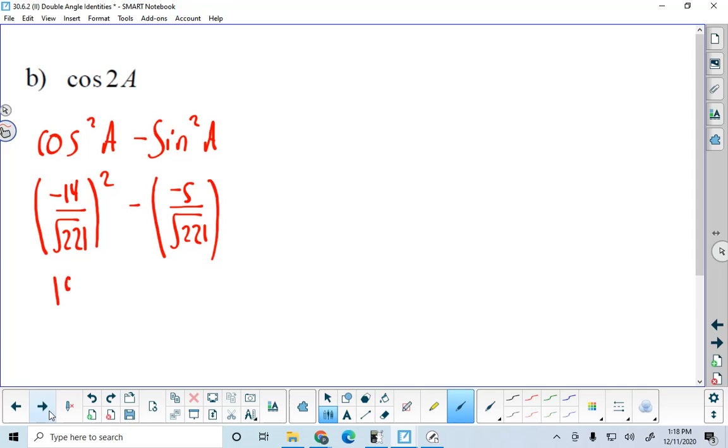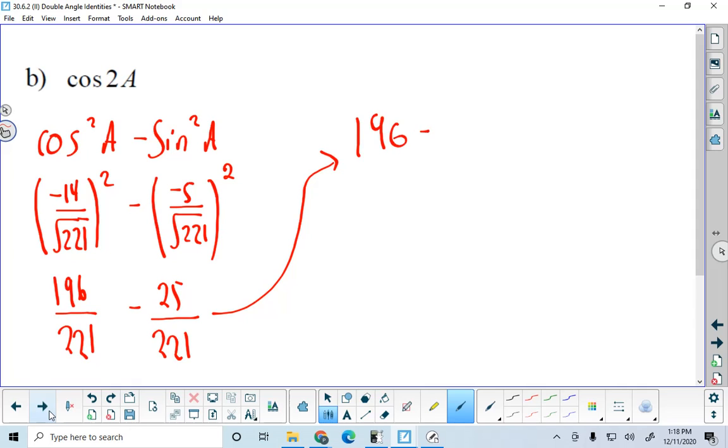So we get 196 over, what's root 221 squared? 221. Minus, I forgot my squared here. When I square the negative 5, I get 25 over, when I square root 221, I get 221. Common denominator, so I have 196 minus 25 all over 221. So we get 171 over 221. Any questions with that example?